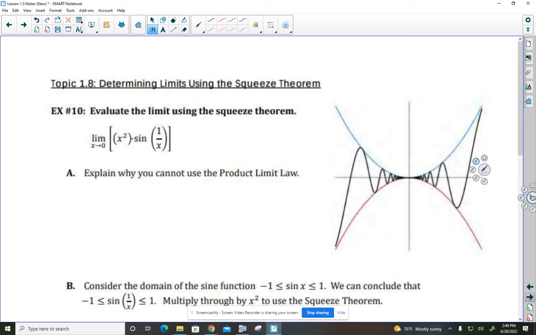So first thing I want you to take a look at with this limit, the limit as x approaches 0 of our function x squared times sine 1 over x. What a lot of us would want to try to do right away is use the product limit law. So that's where we would separate and say the limit of a product is the same as the product of two limits. This one specifically would be the limit as x approaches 0 of x squared times the limit as x approaches 0 of sine of 1 over x.